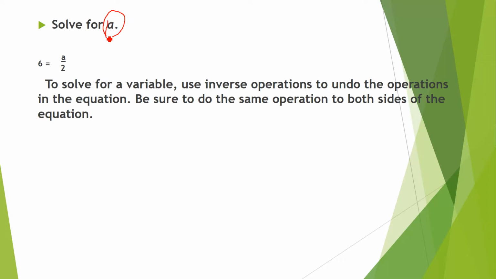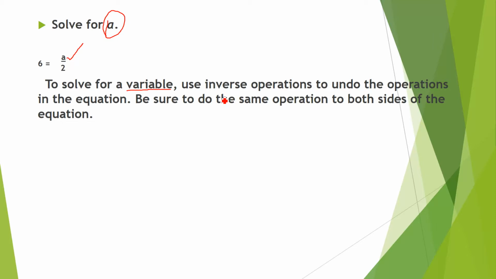See, the question is: solve for A. You have to solve this linear equation for A. It means that you have to find out the value of A, and A is the variable. See, the name indicates variable. It can have different values, so you have to find out the value of the variable. Instead of A, we can use B, C, D, X, Y, Z. Any letter we can use for a variable.